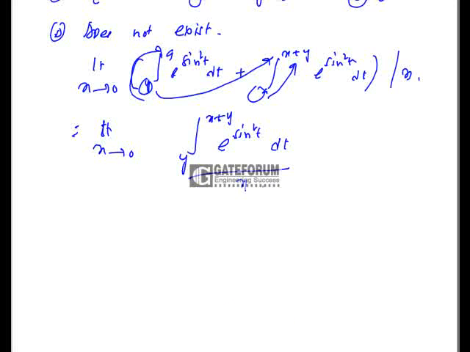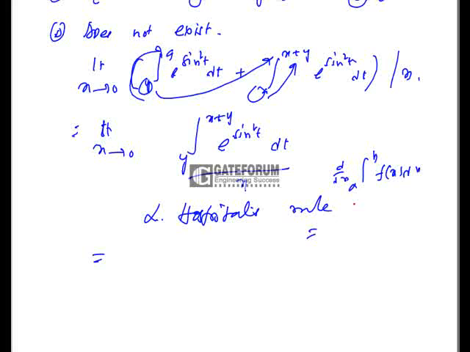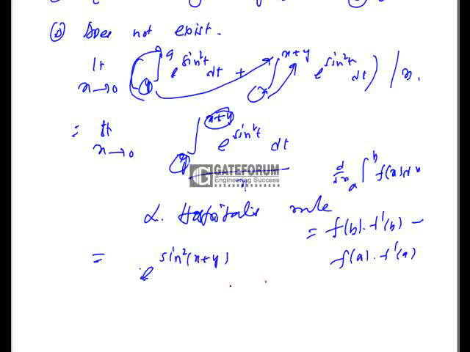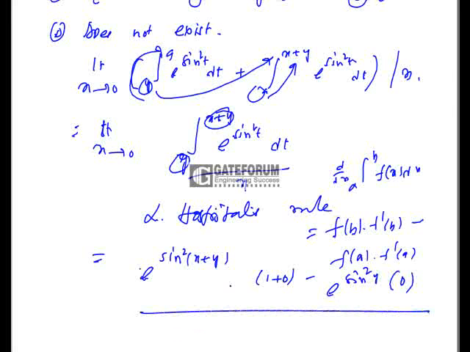Now, in order to find the limit of this expression, I'll use L'Hospital's rule. So we'll differentiate numerator and denominator separately. Differentiation of the integral from a to b of f of x dx is f of b into b dash minus f of a into a dash. So here b is x plus y, a is y. Substituting, f of b is e power sine square of x plus y into differentiation of b, which is 1 plus 0, minus f of a, e power sine square y, into differentiation of y, which is 0, by differentiation of x, which is 1.